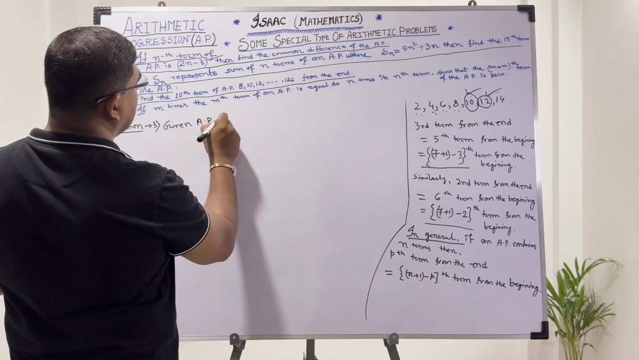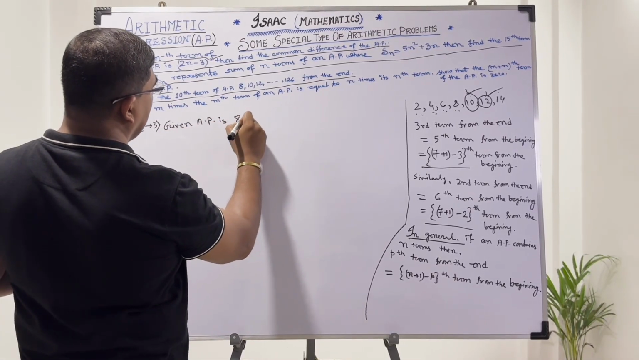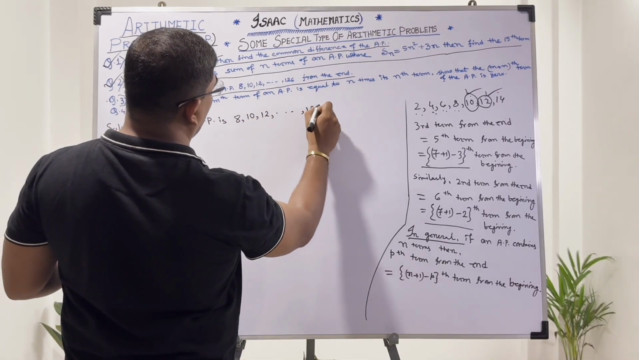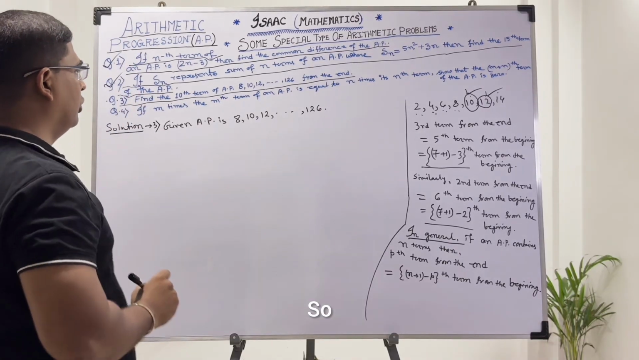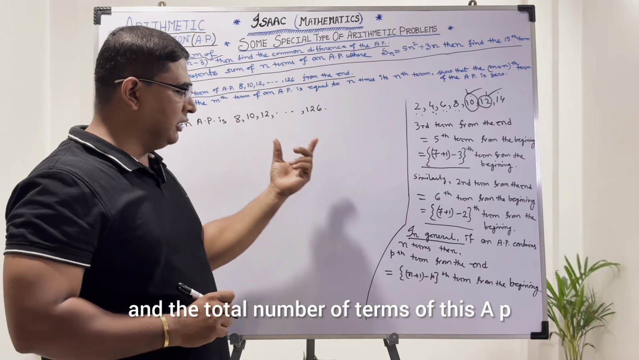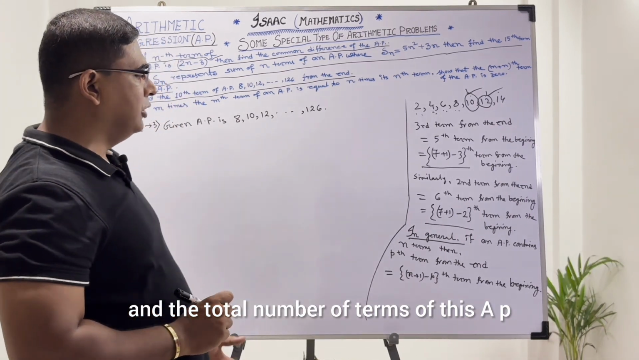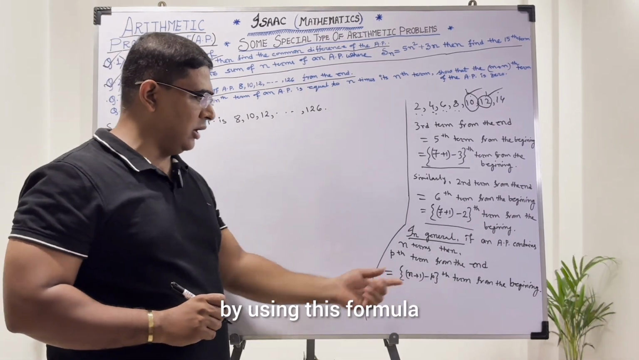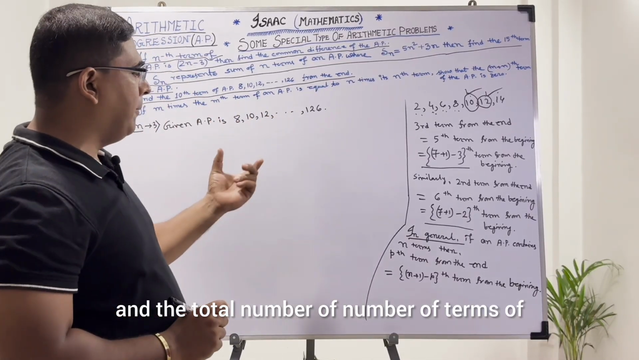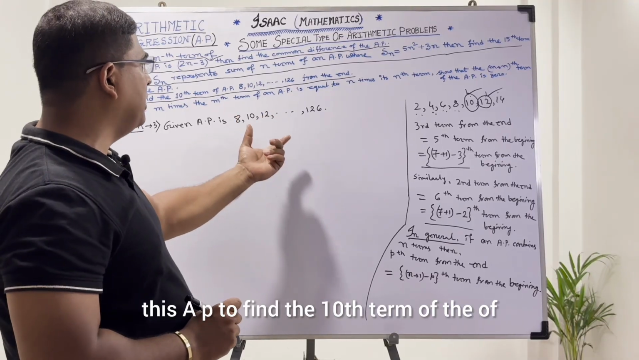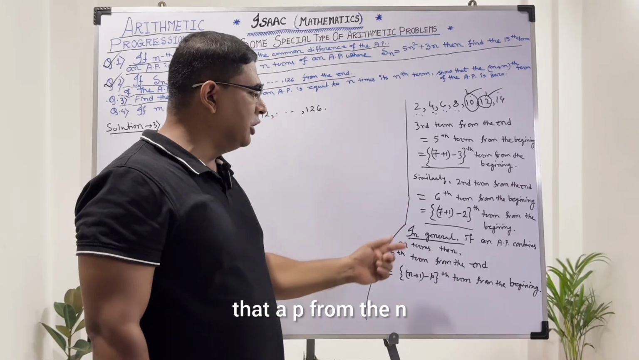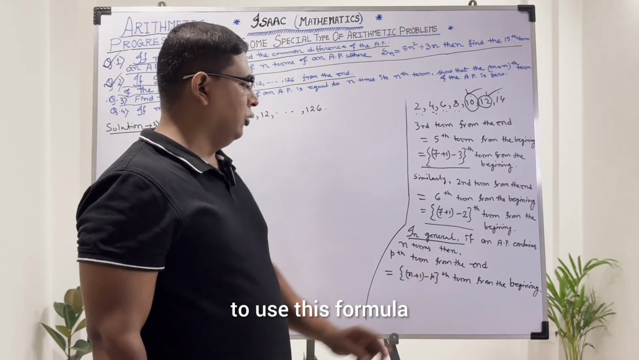Given AP is 8, 10, 12 continuing up to 126. Okay. So first of all, we have to find the common difference and the total number of terms of this AP. To find the 10th term of that AP from the end using this formula, first of all we have to find the common difference and the total number of terms of this AP.